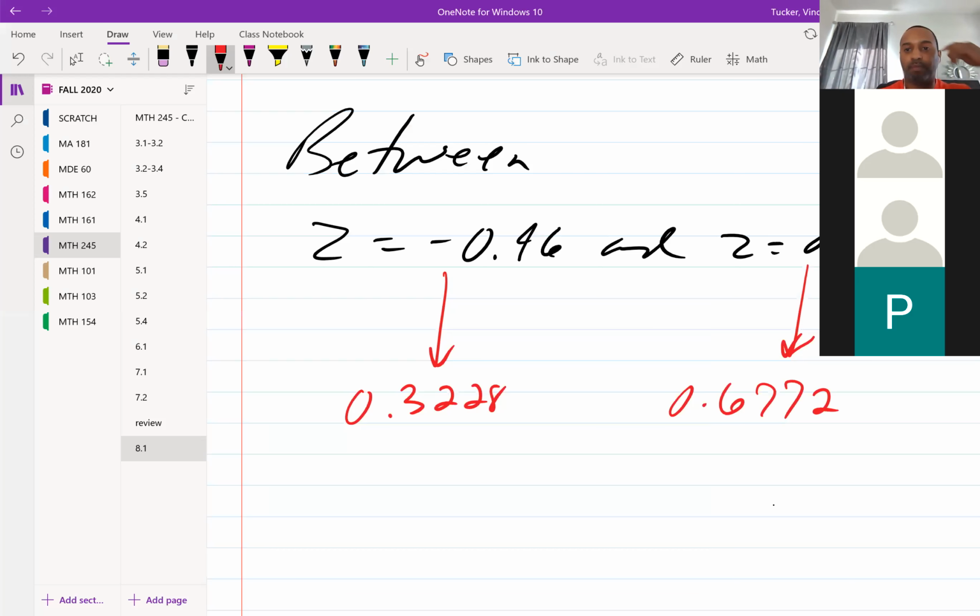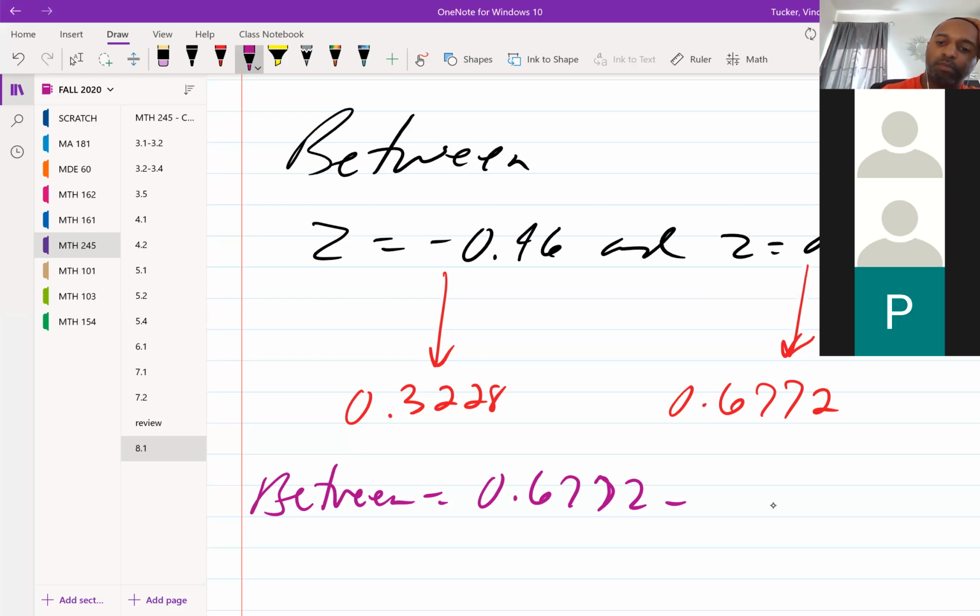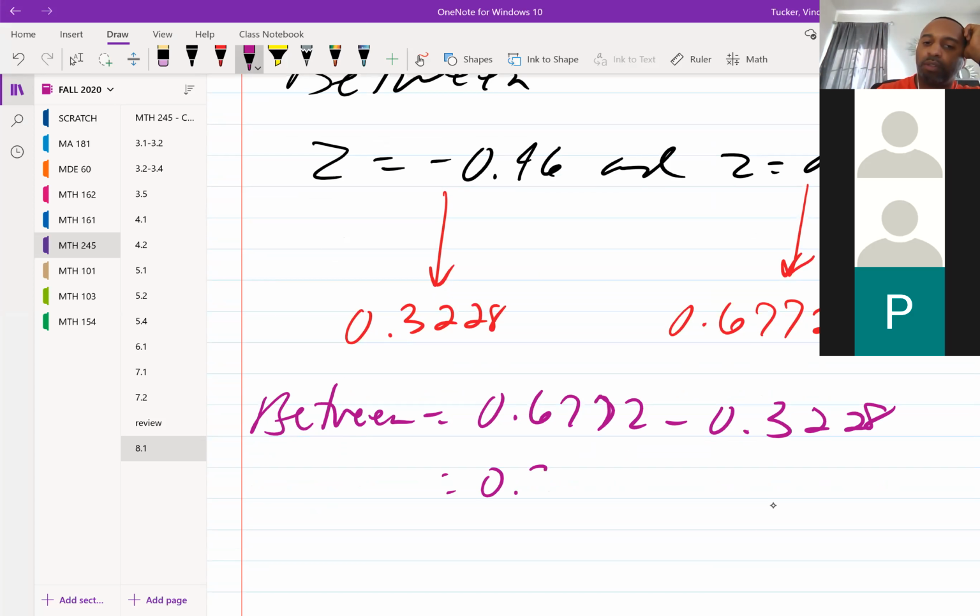And do you add those two together or subtract them? Subtract. Whenever you want to do between, you're going to subtract them. So we should get 0.3544.